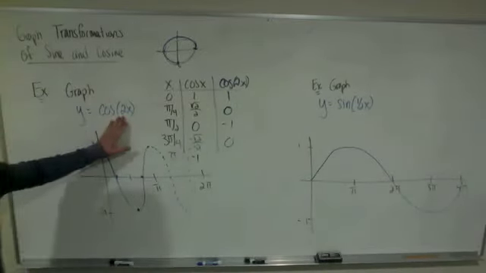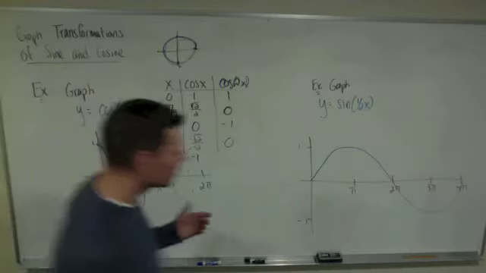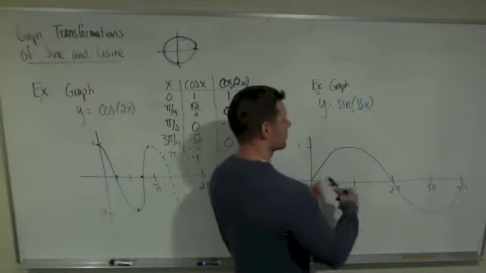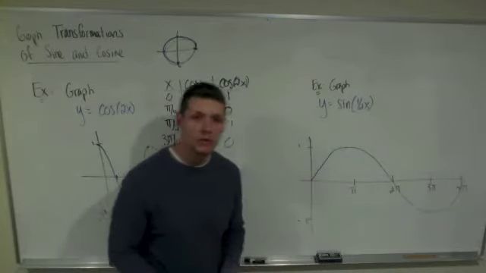So, when I have a number larger than 1, it's a compression by a factor of 1 over it. And when I have a number smaller than 1, it's a horizontal stretch of 1 over this. So 1 over 1/2 is 2.